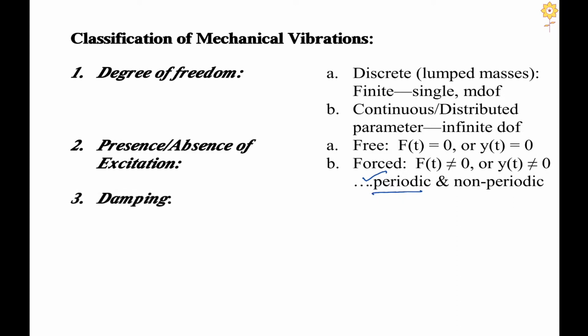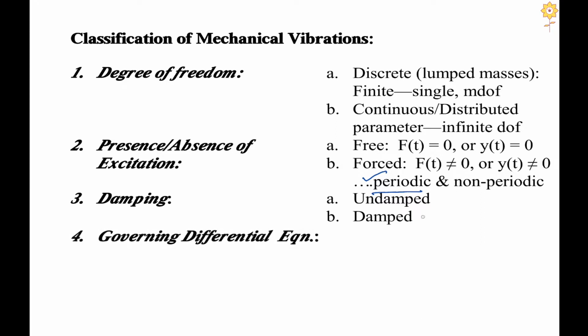Damping: whether damping is there or not. Initially we will focus on undamped systems, and then we look at the damped systems. In the case of damping also, we have 4 different cases, and we will look at only the viscous damping and Coulomb damping, that is the dry friction damping. The remaining damping types we are going to neglect, and they are beyond the scope of our study.